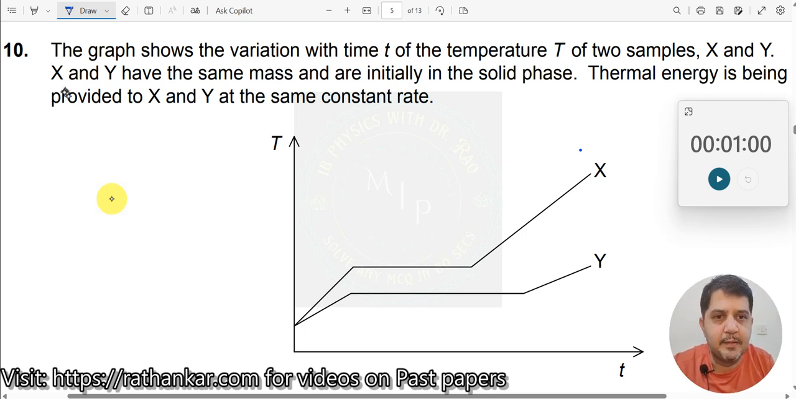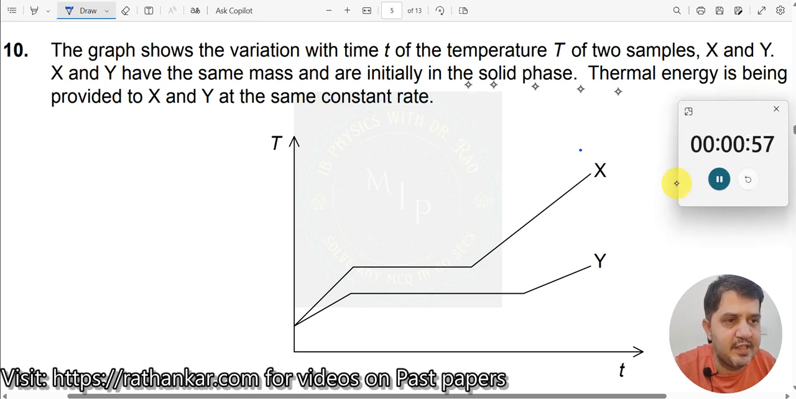Question number 10. The graph shows the variation in time t of the temperature of the two samples X and Y. X and Y have the same mass, right? And initially in the solid phase, the thermal energy is being provided to X and Y at the same constant rate. What do you mean by energy provided at constant rate?